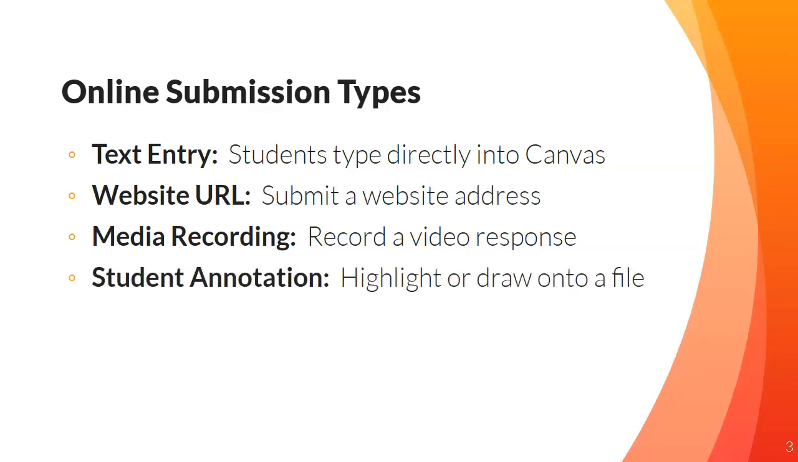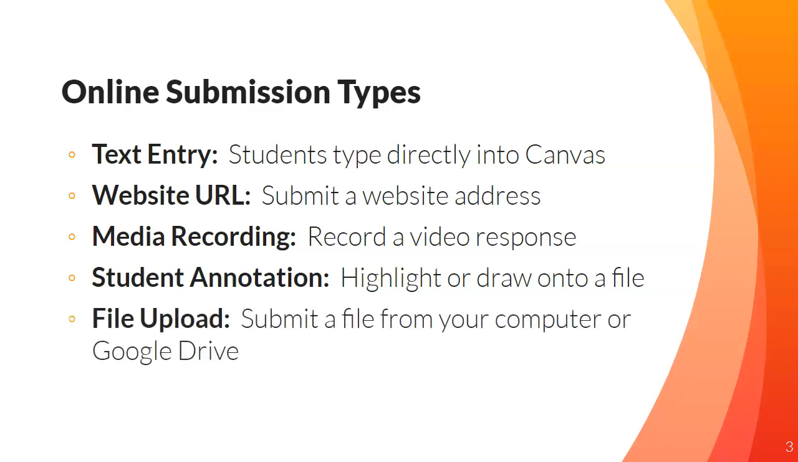Student annotation is a very new type of submission, and this basically allows a teacher to take a file and then push out a read-only copy. So students can't change the wording or make any changes to the file, but then they can highlight sections, they can draw on top of it with kind of a digital pen, and this is really useful, especially for the littles. Students that maybe typing is a little harder for them, they can draw and circle and underline.